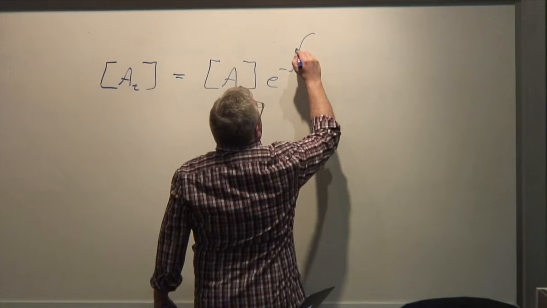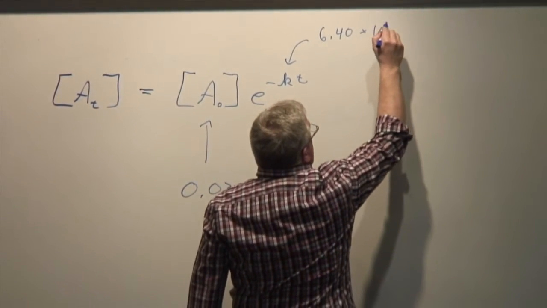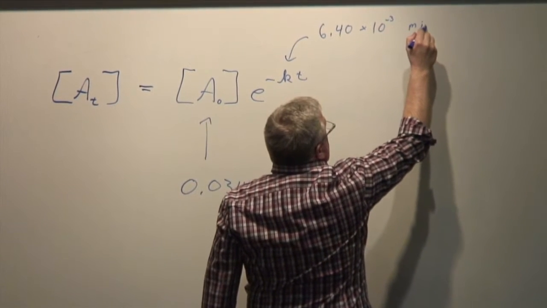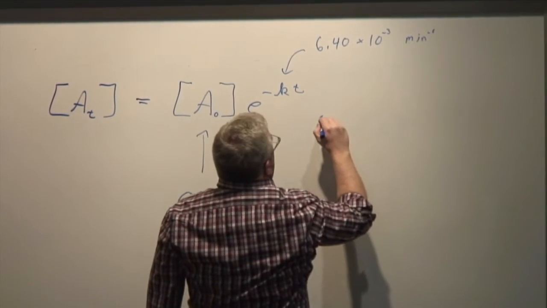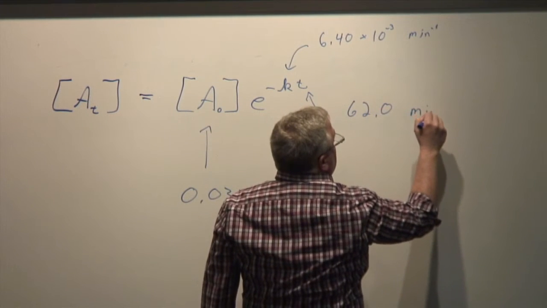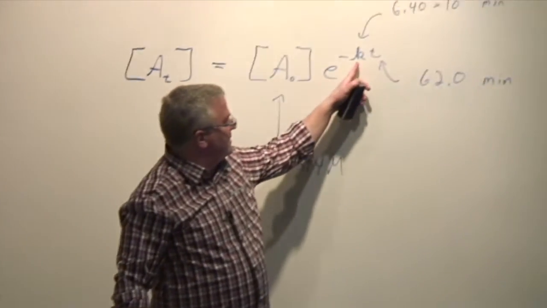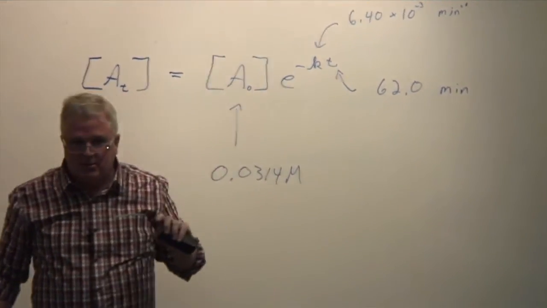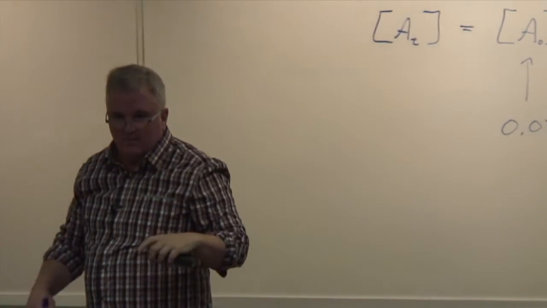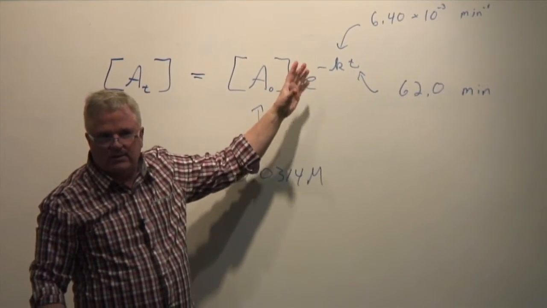Our rate constant is 6.40 times 10 to the minus 3 minutes to the minus 1, and our time is 62.0 minutes. A couple of things to note here. Well, one thing to note for sure. What happens to the units up here? We have minutes to the minus 1 and minutes. So what happens to our units there? They cancel out. They cancel out, that's right. Typically when you have something with an exponent there, it's a little bit more satisfying when those units cancel out.